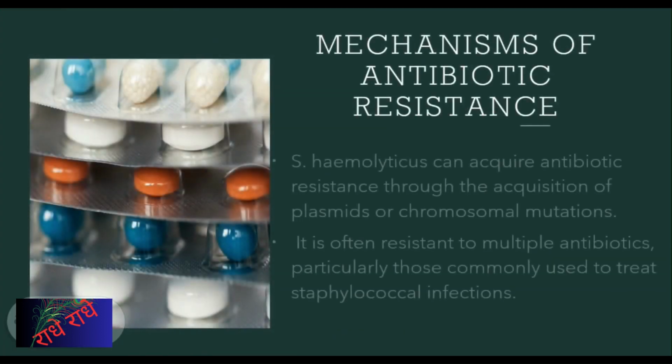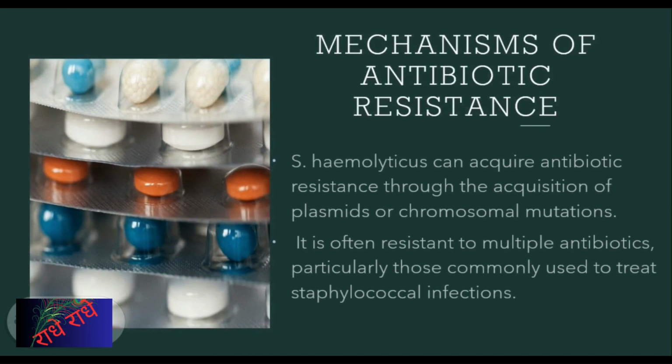Haemolyticus is a bacteria notorious for being resistant to antibiotics. Often resistant to multiple antibiotics, it has acquired this resistance through plasmids or chromosomal mutations. Antibiotic resistance is an ever-present concern in the medical field, and haemolyticus serves as an important reminder of this. Knowing the mechanisms of antibiotic resistance and how they apply to haemolyticus is key in fighting this issue.